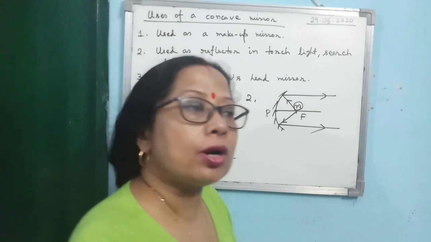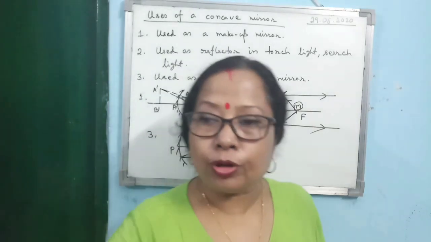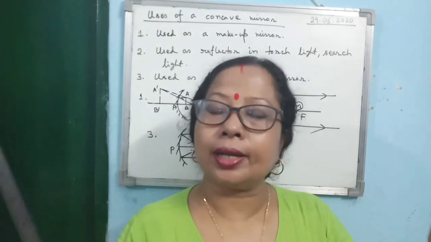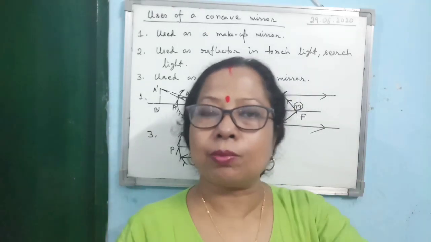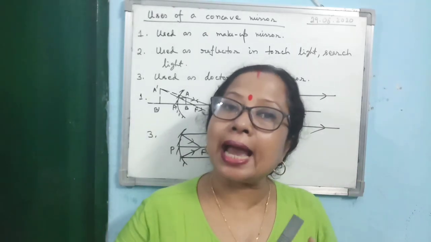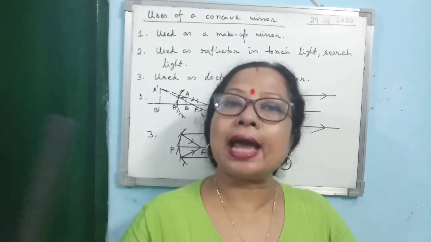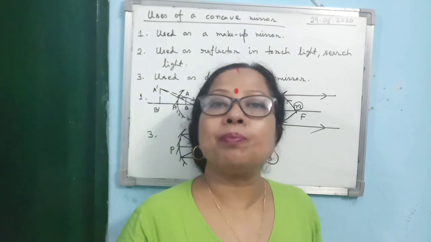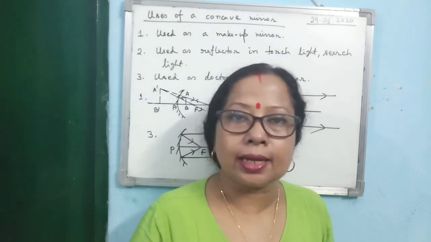In a torchlight or searchlight, when we focus it in front, we want a concentrated, parallel beam of rays instead of a diverging beam. If it is a diverging beam, what will happen? It will not serve the purpose of that device, isn't it?